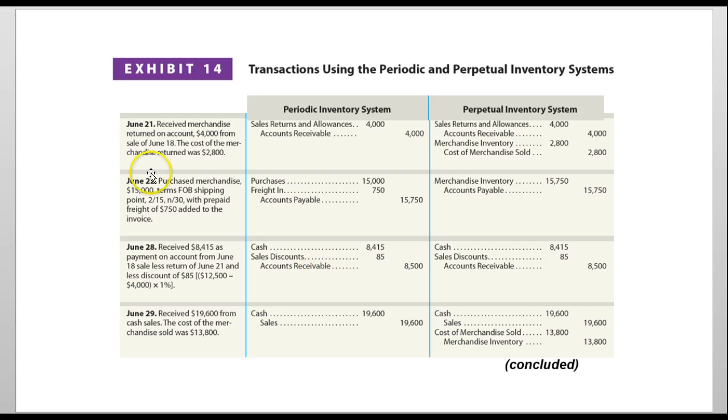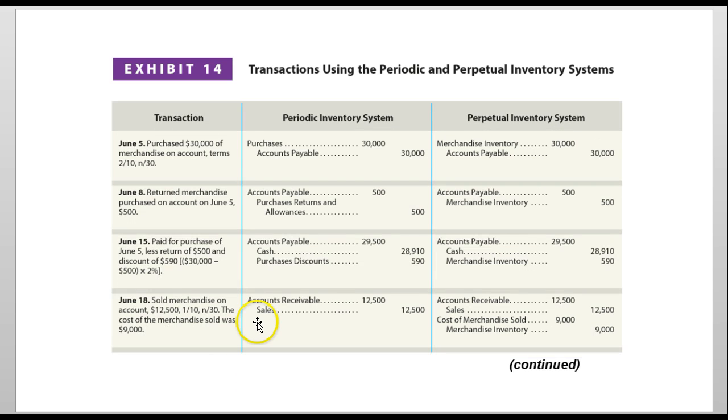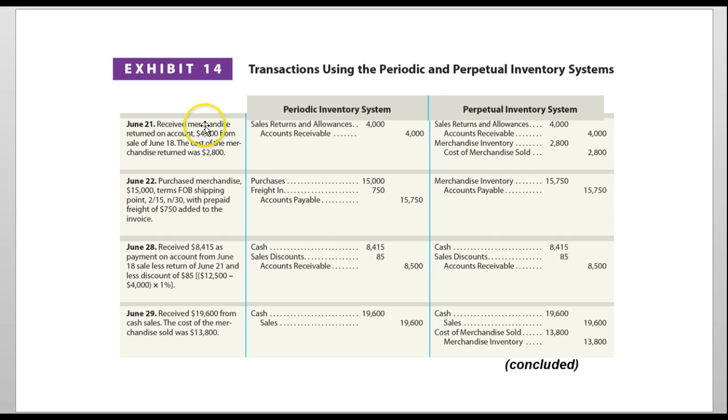So now we move on, and we've received merchandise inventory returned on account from the sale of June 18th. So one of our customers sent back some inventory that we sold. If you look at this again, now we use the sales returns and accounts receivable as normal. We still don't do anything with inventory. We just use sales returns and allowances in a later calculation.